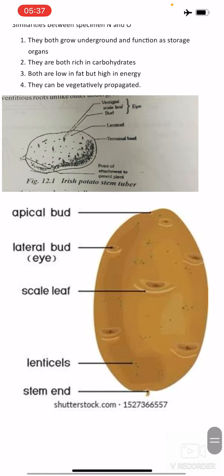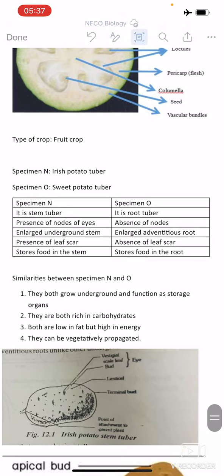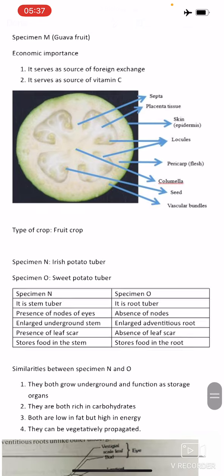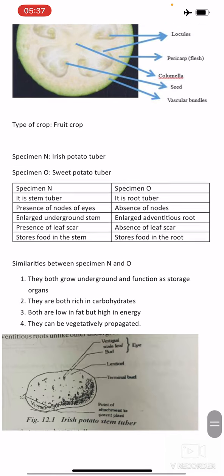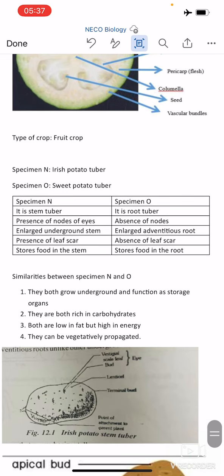So this is also the diagram, so you can study it for the labeling in case they ask you to do it. But the way I'm looking at specimen N and O, they might ask you to just state the differences between Irish potato tuber and sweet potato tuber.